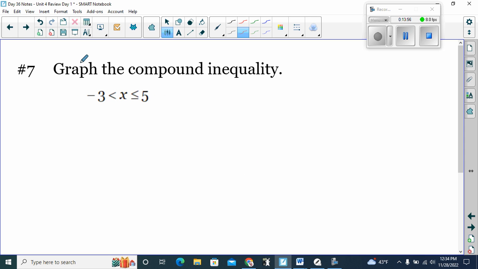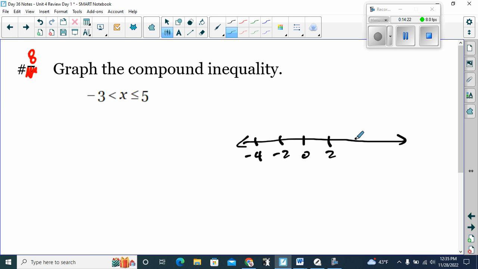And our final review problem for today, number 7, asks us to graph this compound inequality. Not number 7, it's number 8. It says negative 3 is less than x is less than or equal to 5. These are a little more spaced out, so I'm going to count by 2's here. So I got negative 4, negative 2, 0, 2, 4, 6.